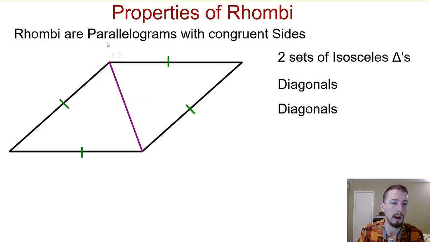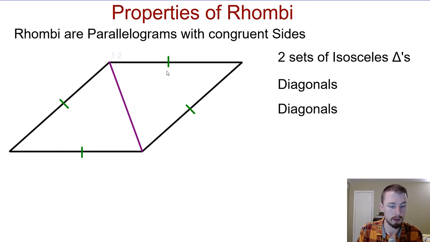Okay, then properties of a rhombus. So rhombi are parallelograms with congruent sides, so we have all 4 of the congruent sides. That's going to be the green part here. And then if we draw one diagonal, well, we know that diagonal is congruent to itself, right? Reflexive property. And so we know that these two triangles are congruent, right? So this triangle over here is the same as that triangle.